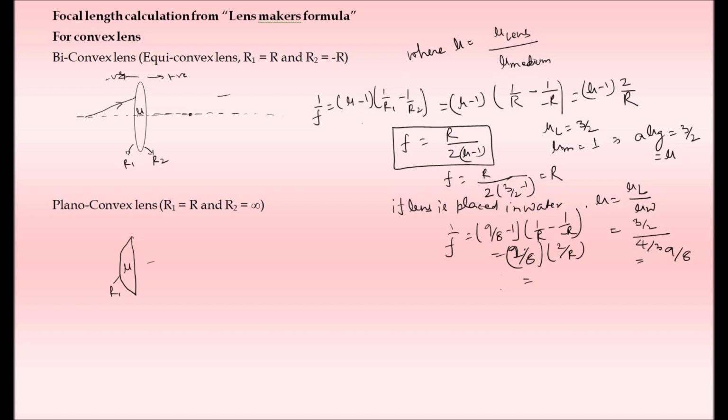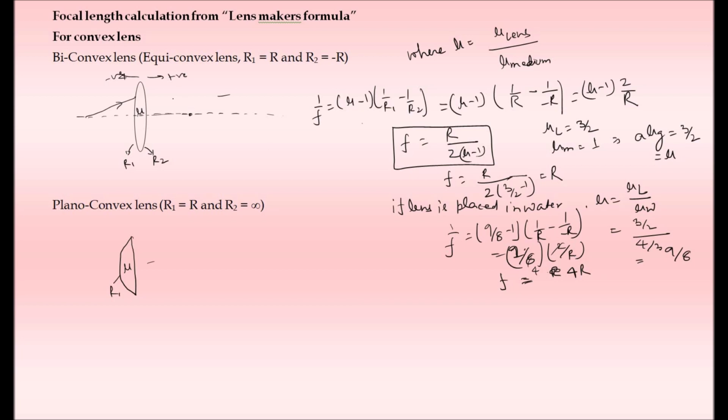So the focal length will change to 4R. You see that the focal length changed by 4 times. So if the same biconvex lens is placed in water, then the focal length of that lens becomes 4 times. That is, the focal length increases drastically and its power decreases.